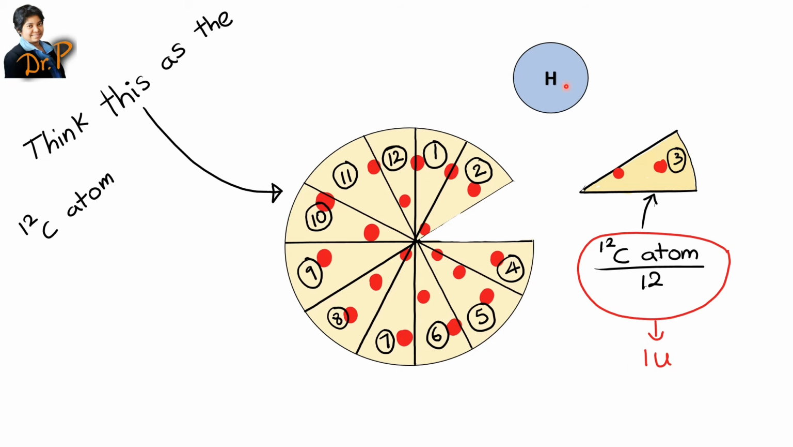For example, if we take hydrogen, we can compare the mass of hydrogen with respect to this U. We are going to find out that hydrogen is going to be 1.007 U. Let's try another atom, lithium. Lithium is going to be 6.941 U.